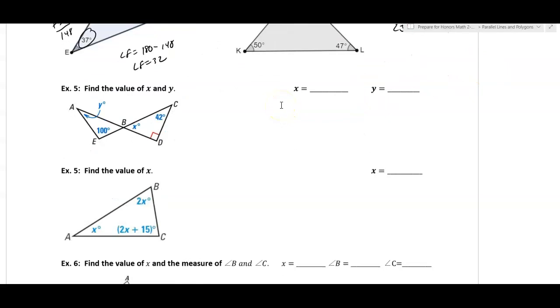When I look at example 5, well, if I look, I can use this triangle to find x. So I'm just going to say x is equal to 180 minus 90 minus 42. And that's going to give me 48 degrees. Now by vertical angles, this angle would be 48 degrees, and now y would equal 180 minus 100 minus 48, which is going to give you 32 degrees.